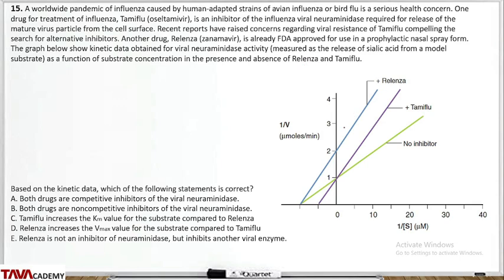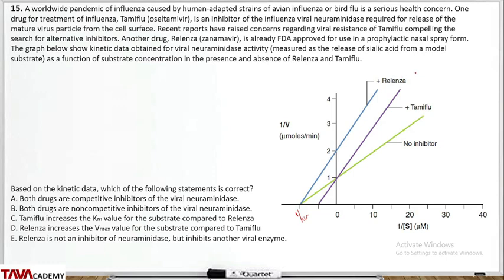Now, Relenza, you can see there's no cross, as we said. This is the control here. The green line is the control. This is the actual control. There was no inhibition at this stage. Now, when we added Relenza, it decreased the Vmax, I meant to say, but does not affect the Km. This is 1 over Km. This point here, the Vmax.